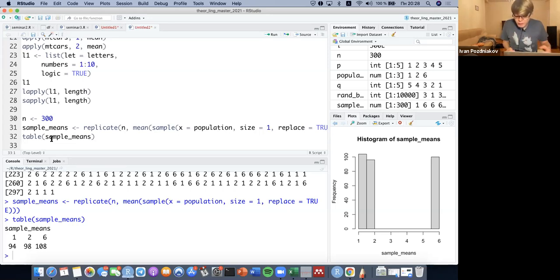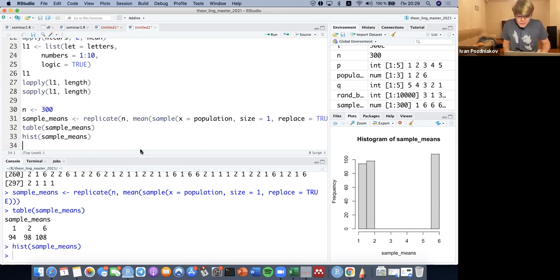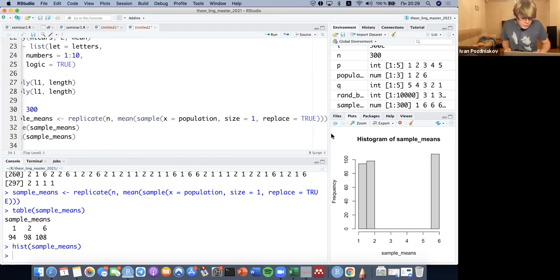I believe simulations more than formulas. It's my own way to understand things. Maybe it's not the best way, but that's how I understand it. So, I can see the proof of CLT, but I will not believe it until I do it by my own hand with simulations. And it's very simple.